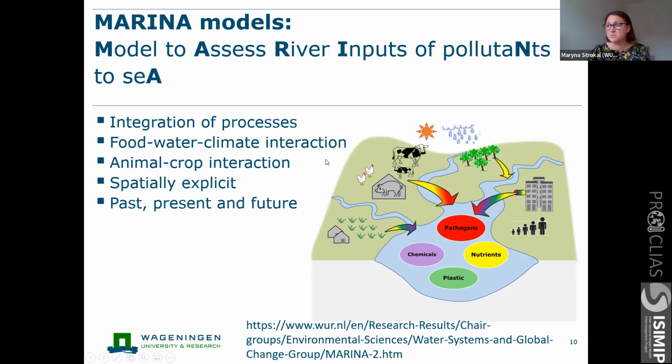M-A-R-I-N-A. So the model quantifies the flows of multiple pollutants from the land to the river systems and to the sea. So that's the cartoon that you see on the slide. The model integrates different processes, the retentions and losses of pollutants in the soil and in the river system. It considers the food, water, climate interaction, so the climate is there. Animal crop interaction, it is a spatially explicit model because it is applied to more than 10,000 rivers in the world, and it is applied for the past, present, and future to better understand the trend.